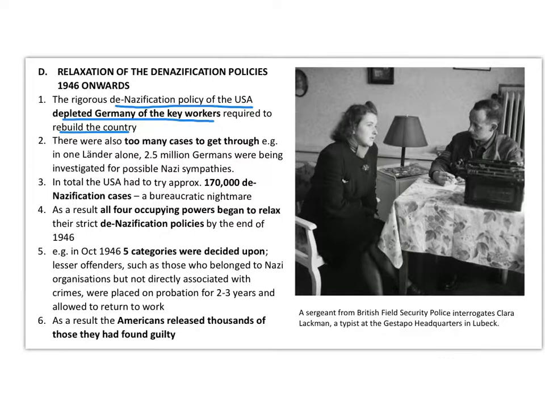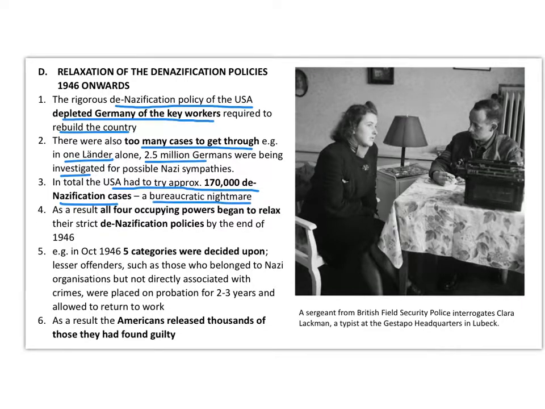But if you're going to forbid anybody with a Nazi past from having employment, then there were not going to be enough key workers to rebuild the country. There were also, in any case, too many cases to get through. In one Länder alone, remember, a Land is a state, 2.5 million Germans were being investigated. So in total, for example, the USA had to try approximately 170,000 denazification cases. That's once they've identified from the questionnaires the ones to put on trial, which became a bureaucratic nightmare.